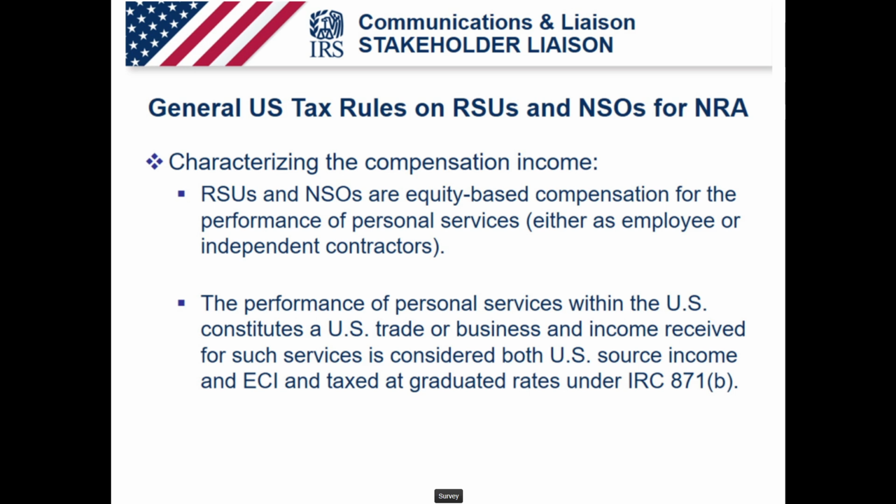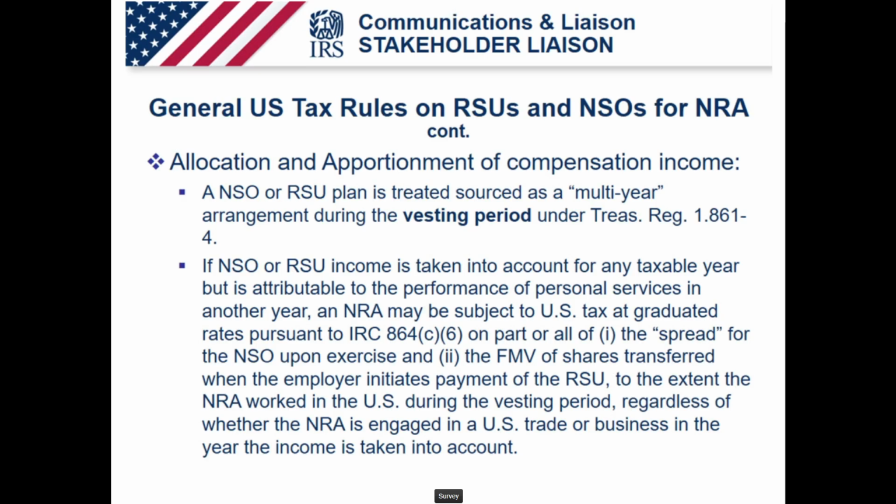Second, the source of the income needs to be determined. The performance of personal services within the United States constitutes a trade or business within the United States, and the income received for such services is considered U.S. sourced income. Therefore, if a non-resident alien's option income arises from personal services performed in the United States, the income should be treated as effectively connected income and taxed at graduated rates under Section 871B.